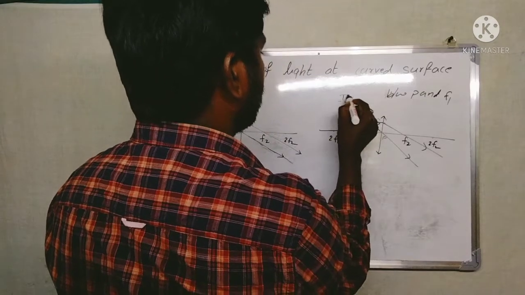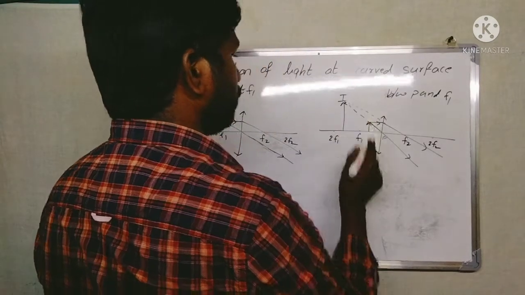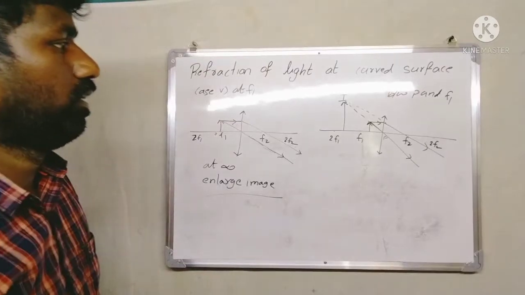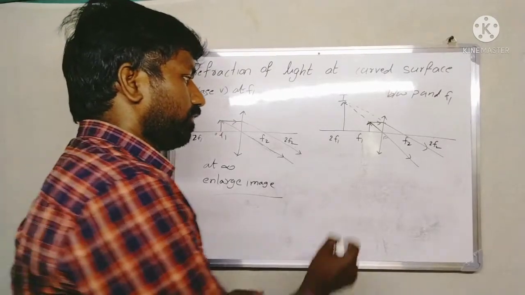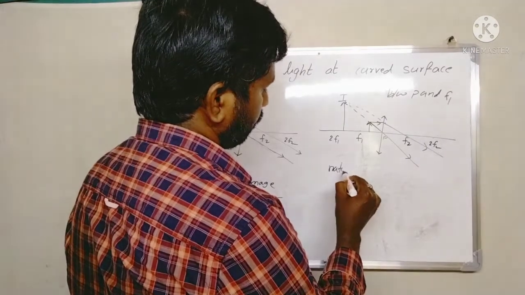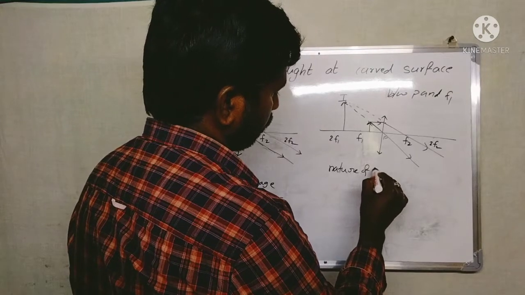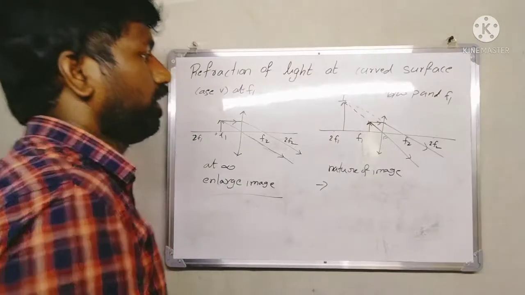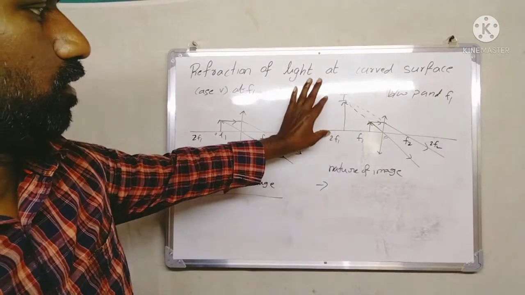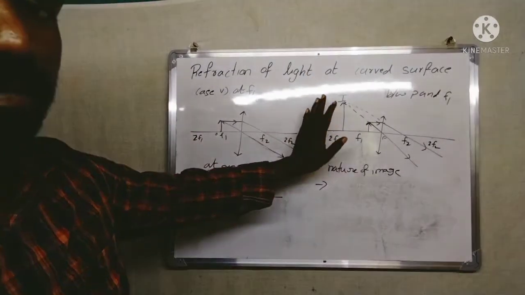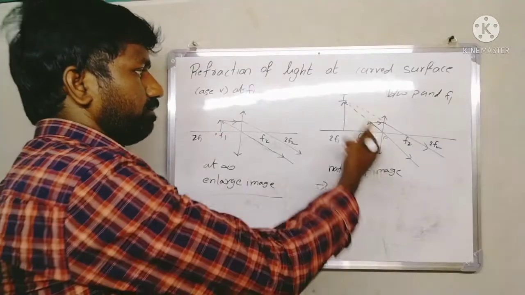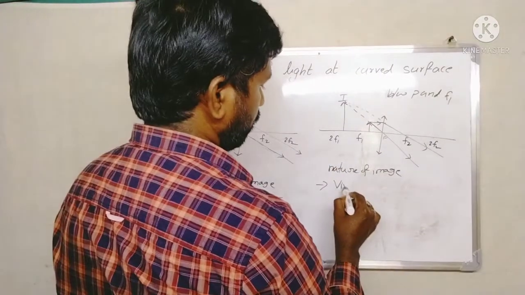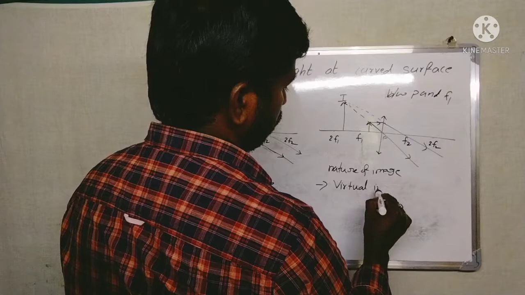So here we are getting the image. This is the image. What type of image did we get here? Write the nature of the image. First point, virtual image, that is. Why? Because the extended refracted rays are meeting, no? So simply this is a virtual image.